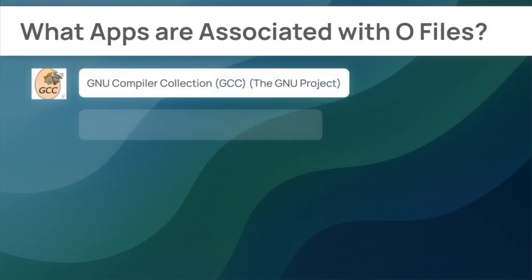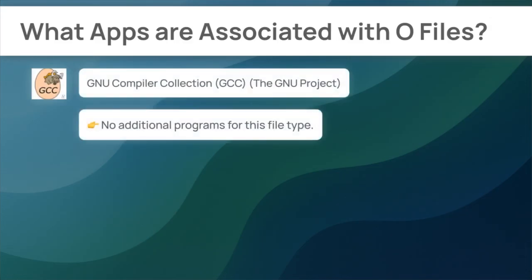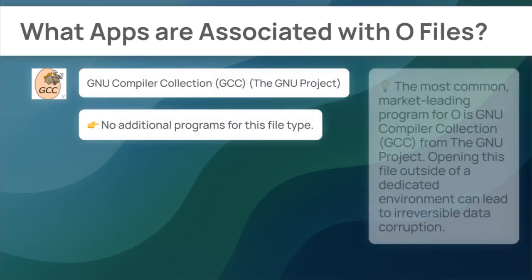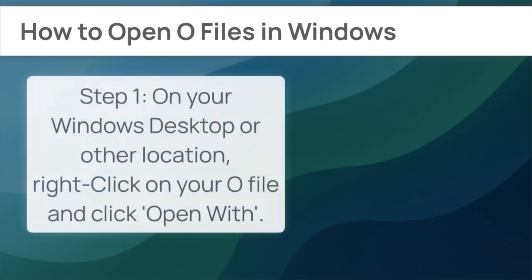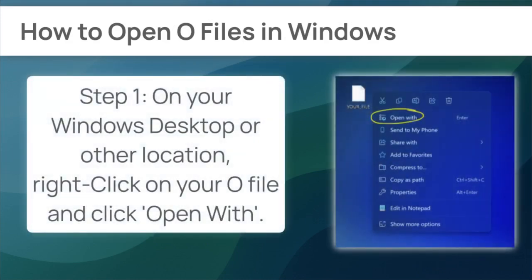An essential utility for interacting with O files is the GNU Compiler Collection, GCC, by the GNU project. Using a dedicated tool minimizes the security vulnerabilities associated with this format. Windows cannot interpret these files automatically, requiring the proper toolset. Let's find the specific program that recognizes the file signature.